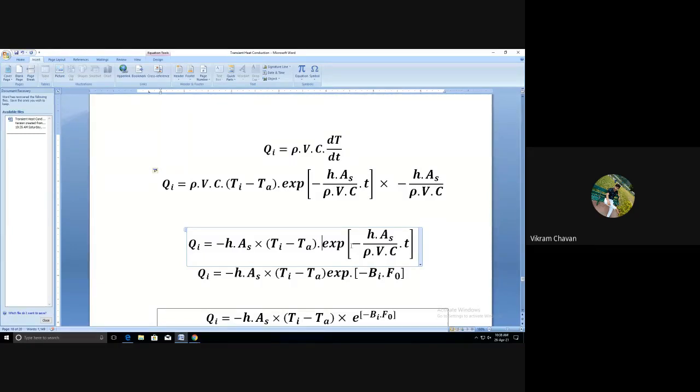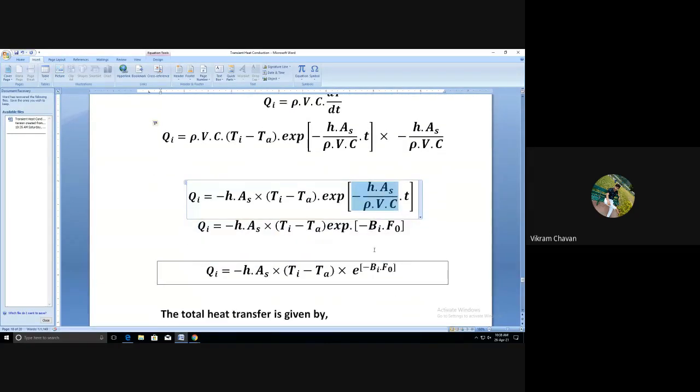Instead of this bracket term we can write Bi multiplied by Fo, that is the Biot number multiplied by the Fourier number. So we get the equation for instantaneous heat transfer as Q suffix i is equal to minus h multiplied by A suffix s multiplied by (Ti minus Ta) multiplied by e raised to minus Bi multiplied by Fo, where Bi is the Biot number and Fo is the Fourier number. Is there any question, any doubt up till now?